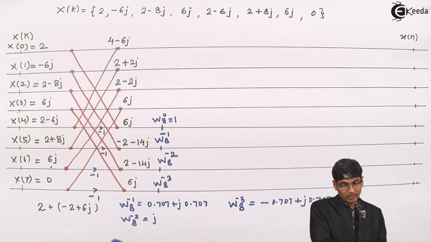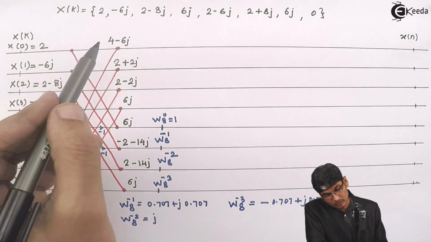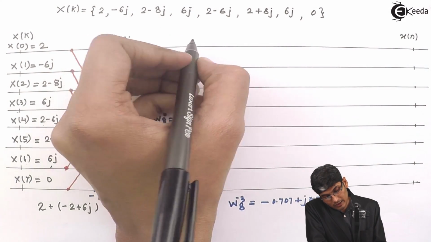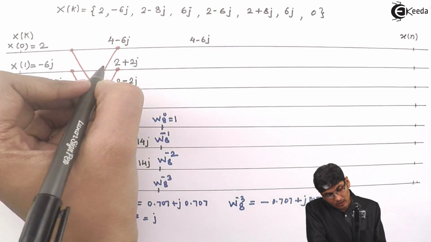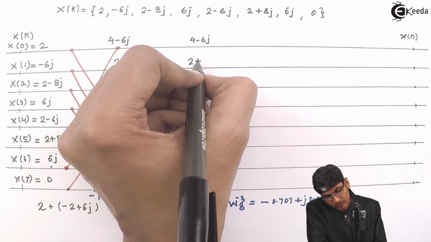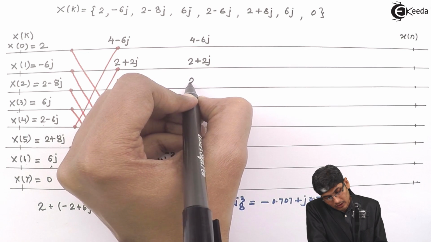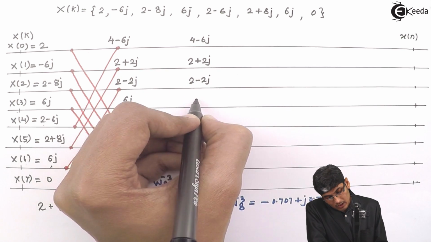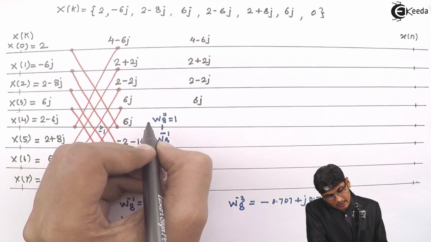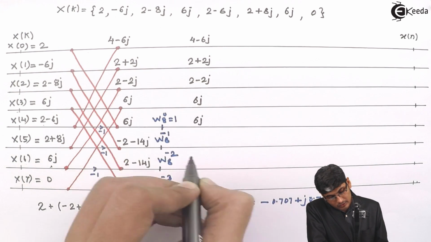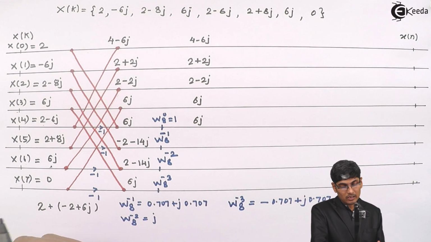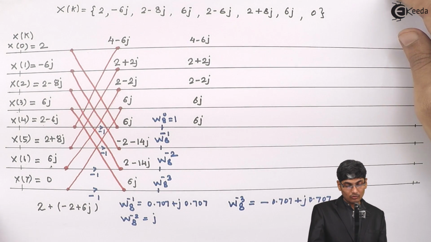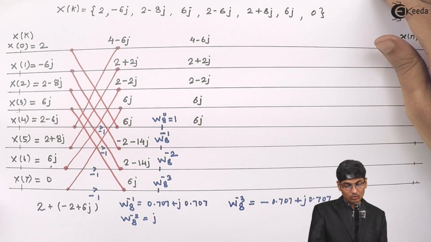Now let us process and get the inputs. So here there is no multiplier, so let us bring it forward. It is 4 minus 6j. Here nothing, so 2 plus 2j. Here also nothing, I will get 2 minus 2j. Here it's nothing, so 6j. 6j into 1 will give me 6j. Now W8 raised to minus 1, this we need to calculate. So for this calculation, let us go on another page.